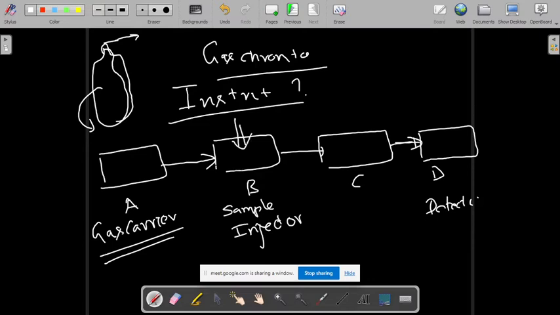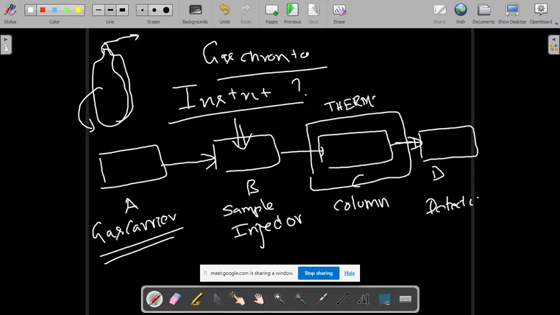The sample is injected as well as vaporized, and it flows into the column. C is the column, as Muthuprabha told. A very important feature of this column is that, as Santosh told, it is kept in a heating device, a thermostat. That means the column is temperature controlled.